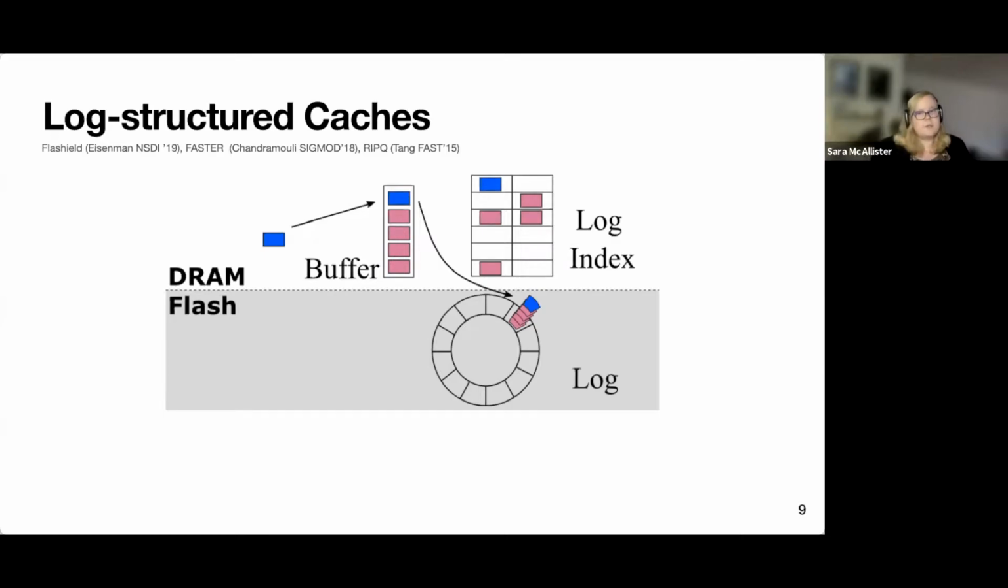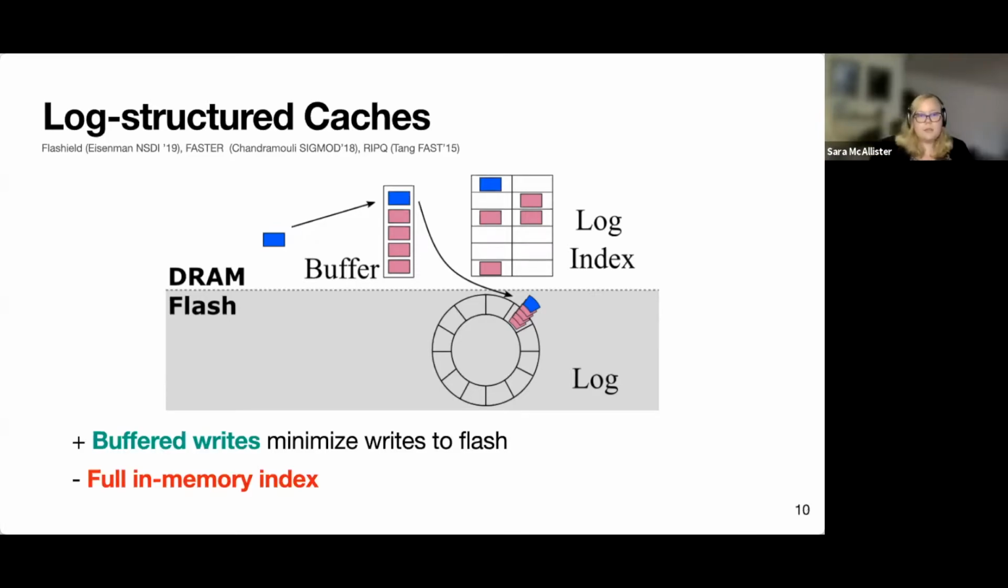Eventually, these objects will have to be evicted, and usually they'll be evicted all together as a segment as they were written in. The big advantage of using a log structured cache is that we're buffering our writes in DRAM so that we have a really small overhead when we're writing them to the log. Our buffered writes minimize the number of writes to Flash, and we don't wear through our Flash devices quickly. The downside is that there's a full in-memory index, since an object can end up anywhere in the circular log on Flash.